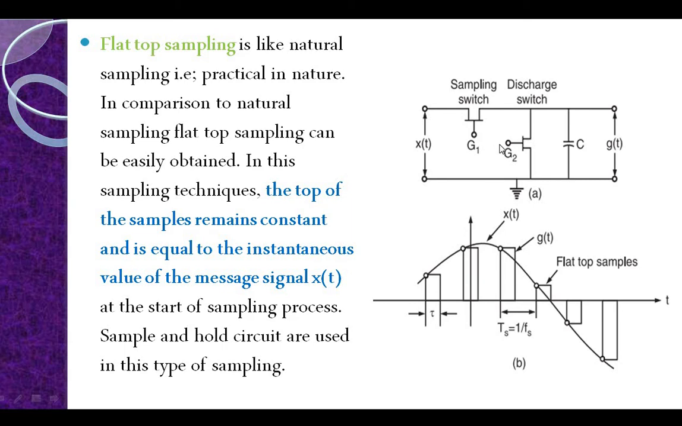The sampling switch is closed for a shorter duration. This part I am telling you first. This is the sampling switch, this is the discharge switch. These two act as switches, and the sampling switch is closed for a short duration when a short pulse is applied at the gate G1 of the transistor. At this gate we are applying a short pulse.